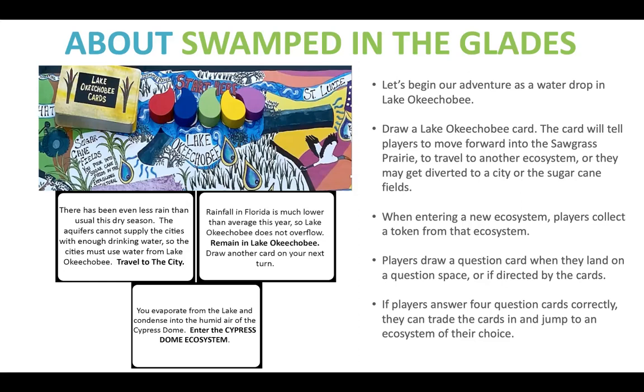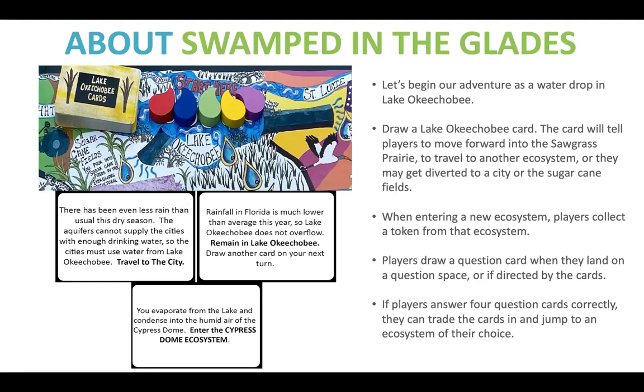You evaporate from the lake and condense into the humid air of the Cypress Dome. Enter the Cypress Dome ecosystem. At that point, you, as a drop of water, would travel to the Cypress Dome ecosystem. When you enter the Cypress Dome ecosystem or any new ecosystem, you're going to collect a token from that ecosystem. Players must have tokens from all six ecosystems before they can go to the Gulf of Mexico. It's kind of like proof that they've been to every ecosystem.